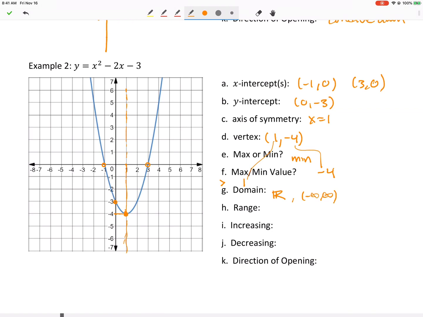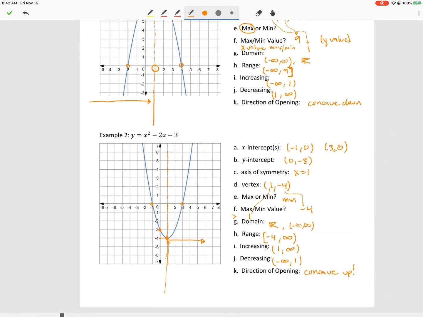Okay, range will start from -infinity until we hit the vertex. So our first point is -4, and we'd include that value, and it continues to go to infinity, and we have a parenthesis at the end. Increasing starts at the vertex and goes to infinity. So we'd say 1 to infinity. Remember, this is using our x-axis. And decreasing goes from -infinity to 1. And direction of opening is concave up.